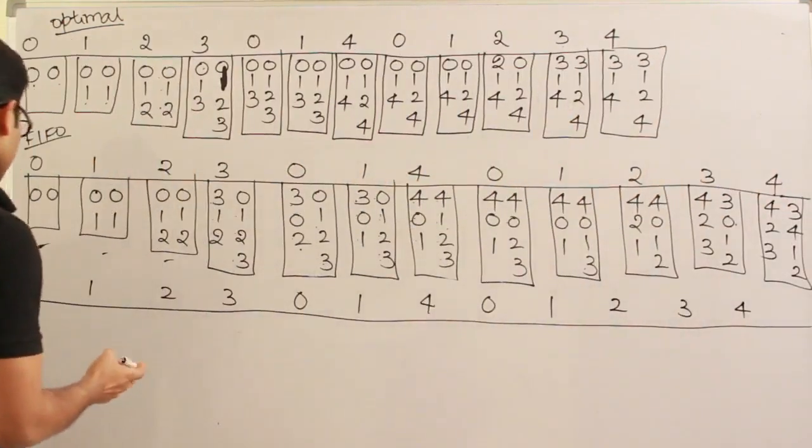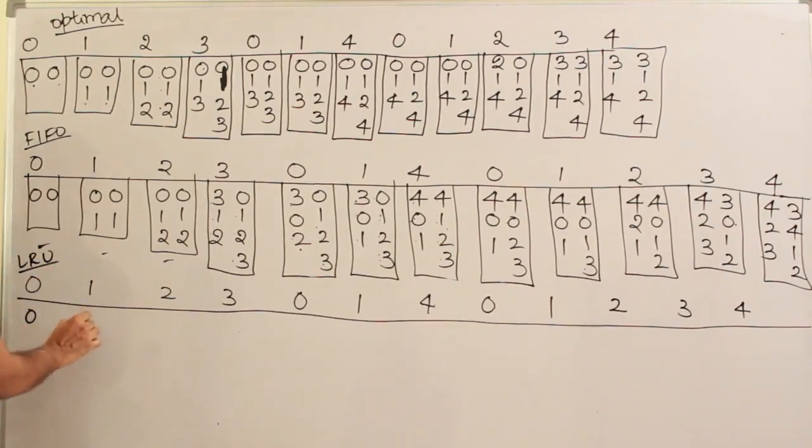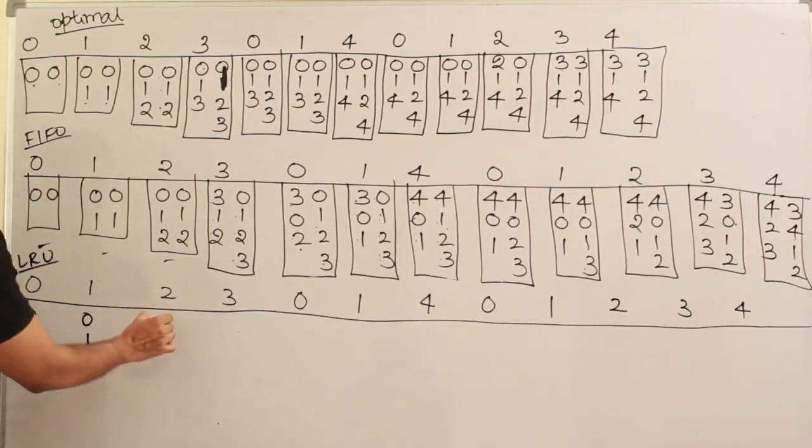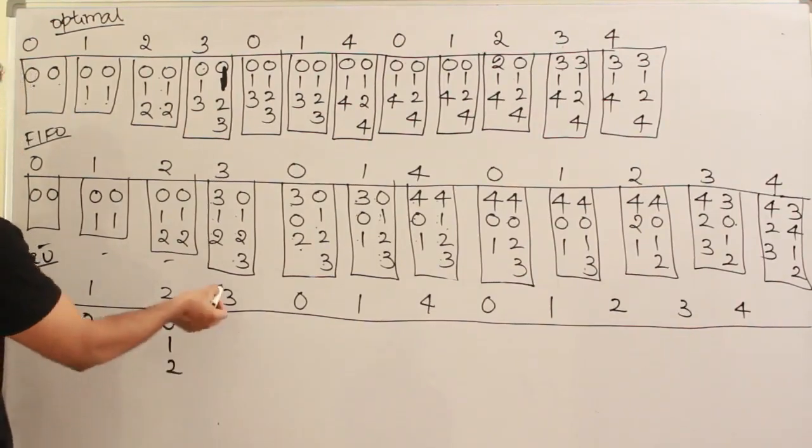So initially 0 is referred. Now let's talk about LRU with 3 frames. 0 is referred, 0 will be brought in, and then 1 is referred, 1 will be brought in, 2 is referred and 2 will be brought in, and now all the 3 frames are full.